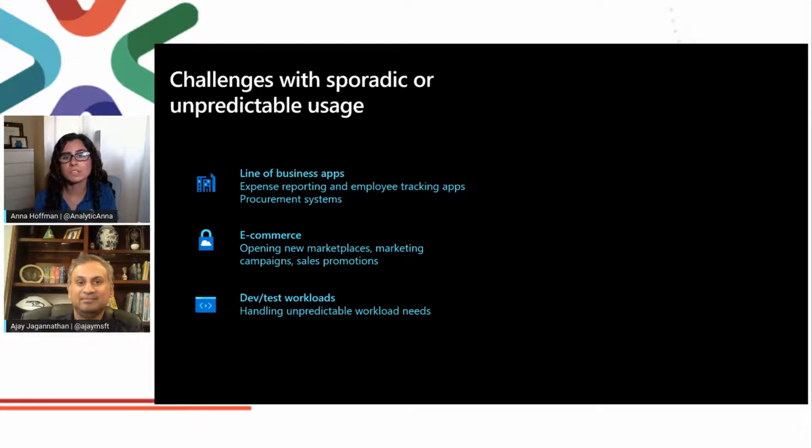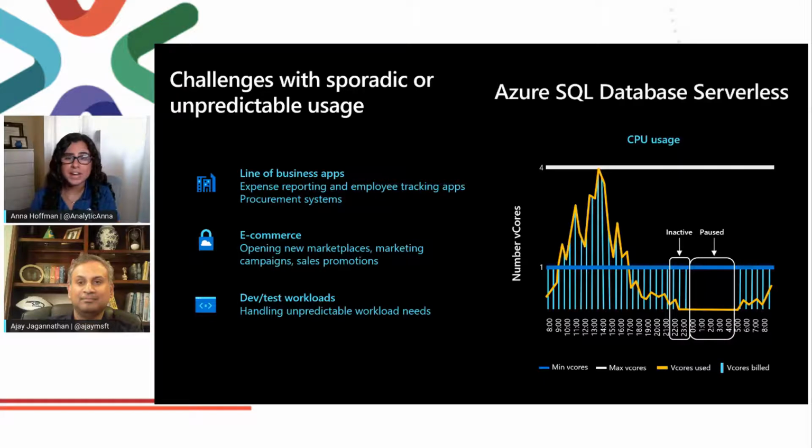Additionally, this application is only used during business hours. No one's really doing expense reports late at night or on the weekends. So this is not only unpredictable, because you don't know what workload is going to hit the application, but also sporadic, because it's only used during the work days and not even every day. So this is a great use case for Azure SQL Database Serverless, because you can set the minimum and the maximum number of vCores, and we can scale you between that on a per second basis and bill you accordingly.